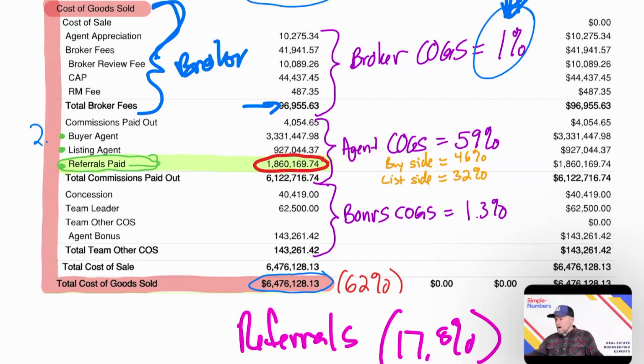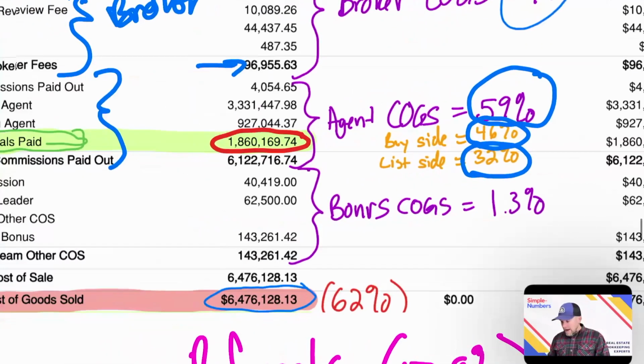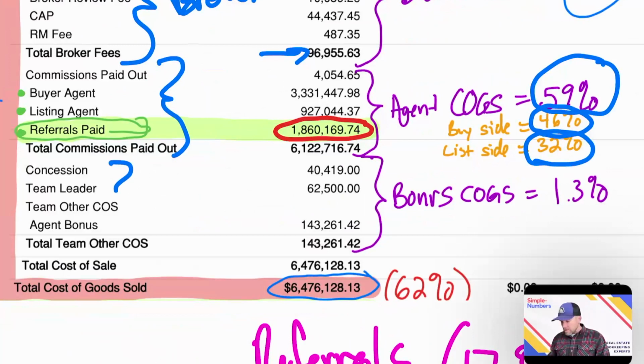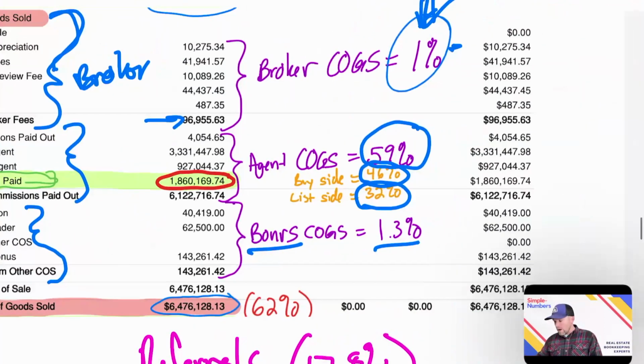Number two is going to be the commissions paid out in the form of buyer's agents, listing agents, referrals paid. That was 59%. They also have a section of their cost of goods sold that not everyone will have, where it's bonuses. They pay some bonuses to team leaders and otherwise. And that was 1.3%. So we had 1%, 59%, and 1.3% in the three different categories of the cost of goods sold for 2023. That was a total of 62%.